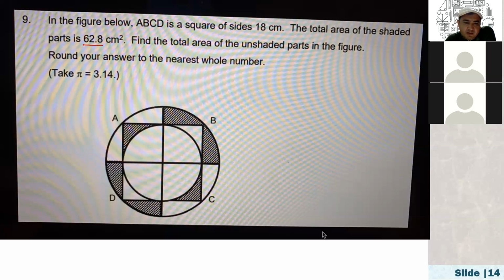The radius of the big circle here is equal to 9. And also this one is equal to 9, right? And if I just join this, that is the radius of the big circle. So r squared is equal to 9 squared plus 9 squared, 162. Is it?